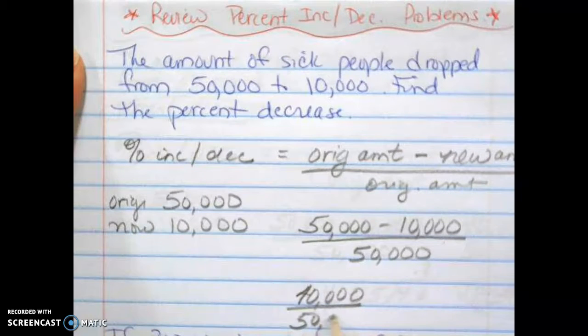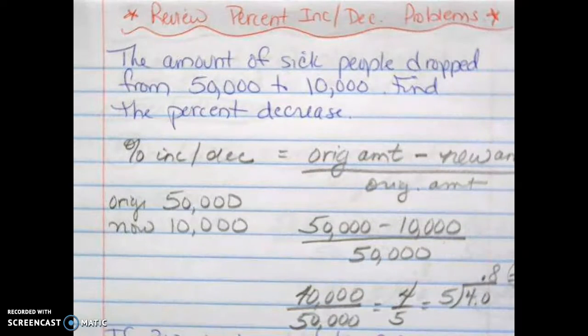Divide that by 50,000. Notice this fraction reduces to 4/5, and then 4/5 changes into the decimal 0.8, which is 80%. So there was an 80% decrease in the amount of people that were sick.